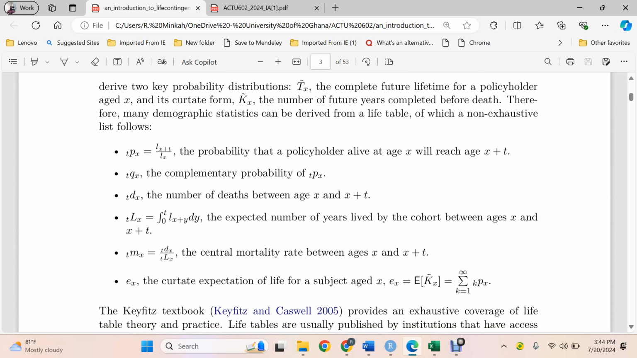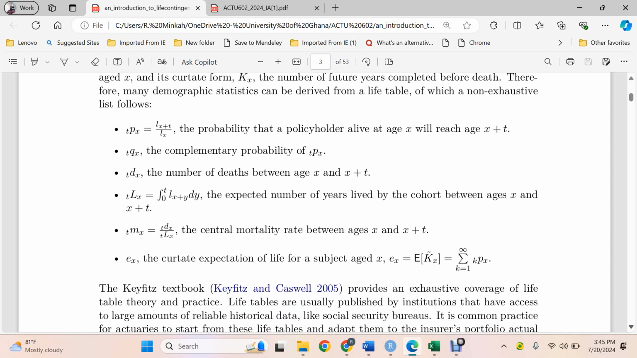So TPX is this, TQX, TDX, TLX, the expected number of years lived by a cohort, TMX, the central mortality rate, and here the curtailed expectation of life, and so forth. You can compute all this quite easily.